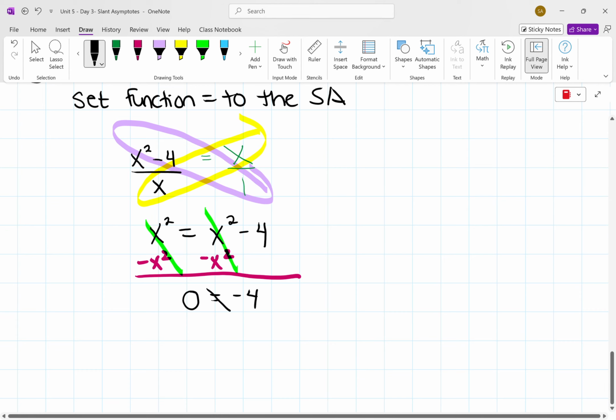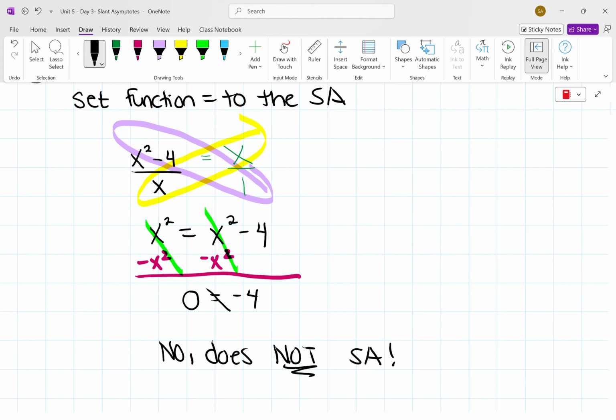Is this a true statement? No. Was I able to solve for x? No. So does it cross? No. Does not cross slant asymptote. All right, so now we are ready to sketch. Let you catch up before we sketch.